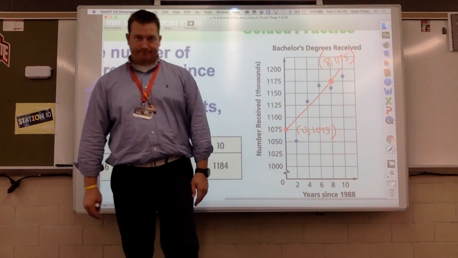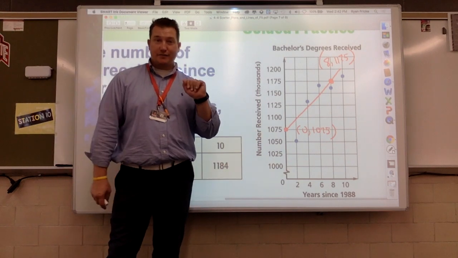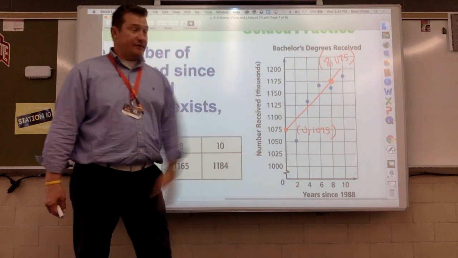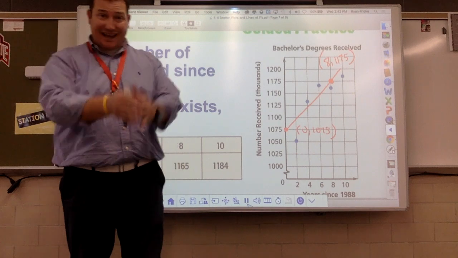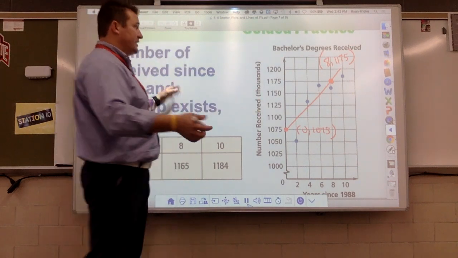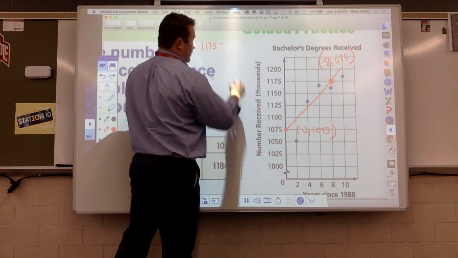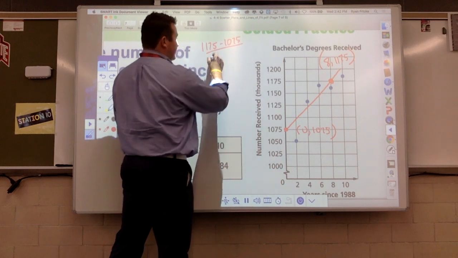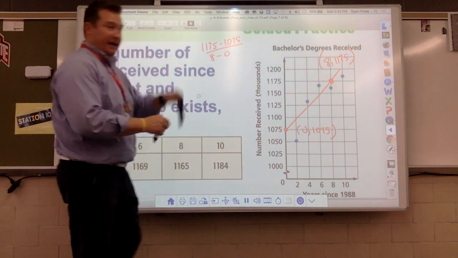Can we do it? Mm-hmm. And here's what's even better. Do we know the y-intercept? We do, right? I just got lucky. 1075 was my number. So I really just need to find the slope here, guys. Can't I then write my equation? Yeah. So 1175 minus 1075 over 8 minus 0.